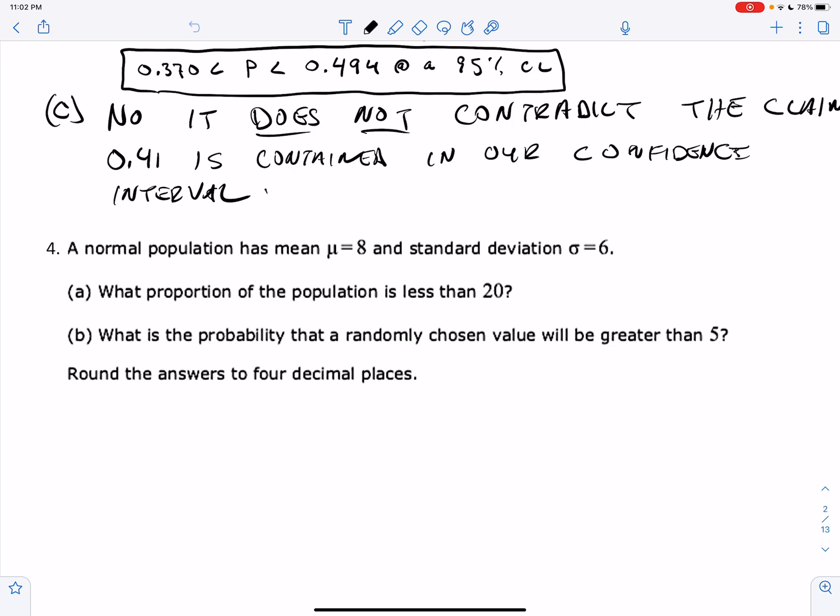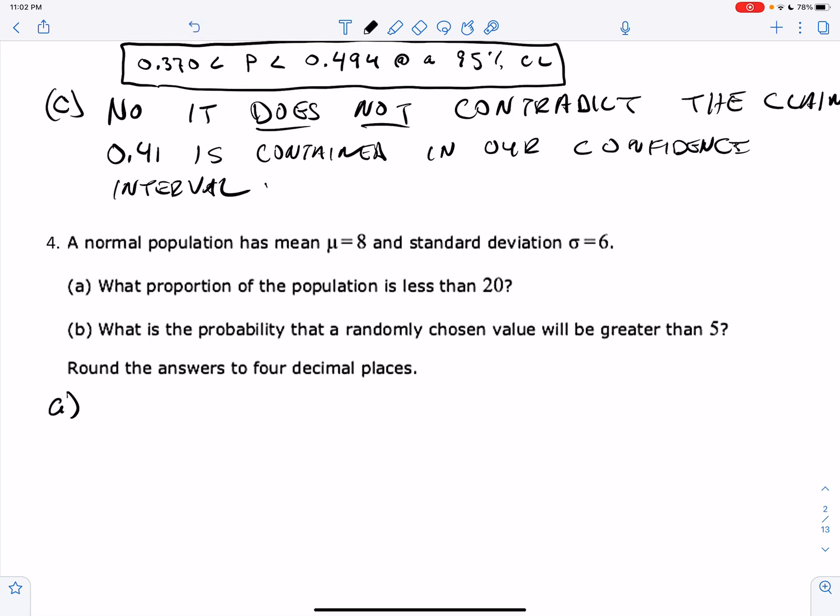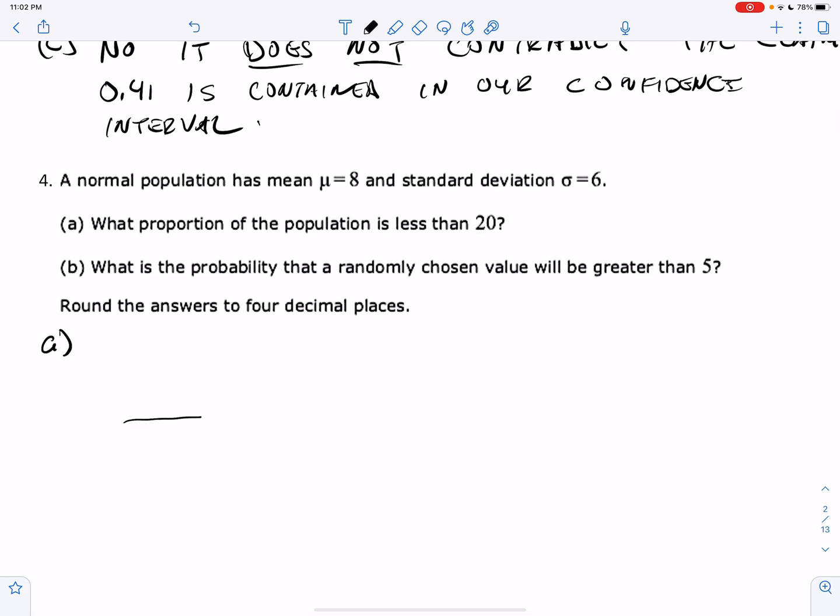So if I could go ahead and draw A out, A would look something like this. We got this normal distribution. It says on A that, actually the whole problem, it has a mean of 8. So let's go ahead and mark that mean of 8 and a standard deviation of 6. Now for part A, it says what proportion of the population is less than 20? Now 20 is going to be to the right of 8, so let's go ahead and mark that so the picture has some accuracy to it. There it is right there.